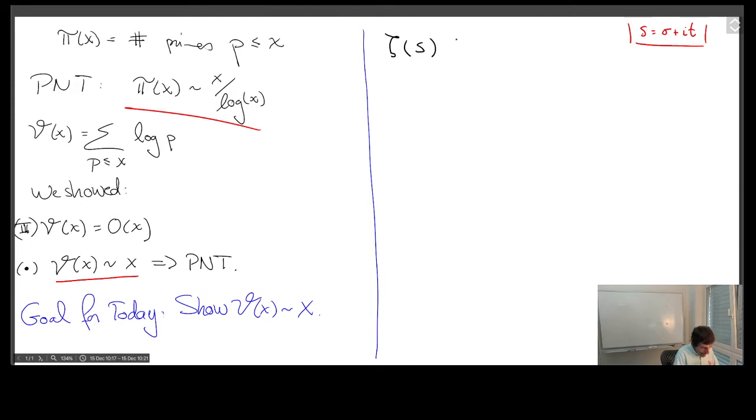And this function is defined in the following way. It's a series, and by Weierstrass's theorem, it is easy to show that this is convergent, absolutely and uniformly on compact subsets. This is known as the Riemann zeta function.